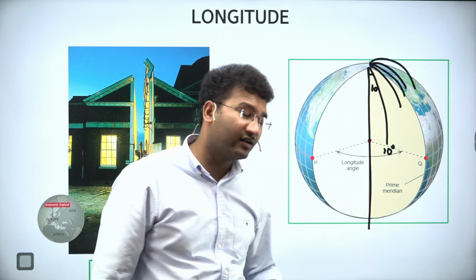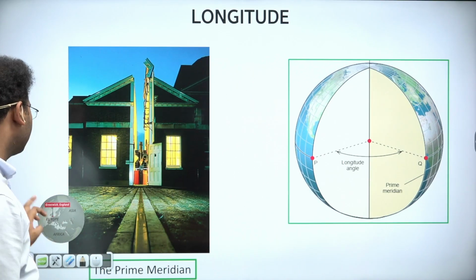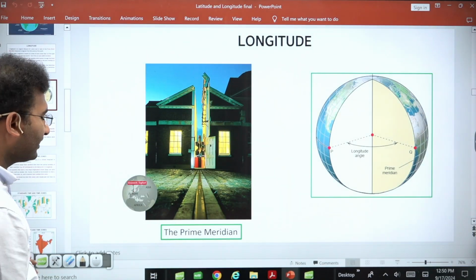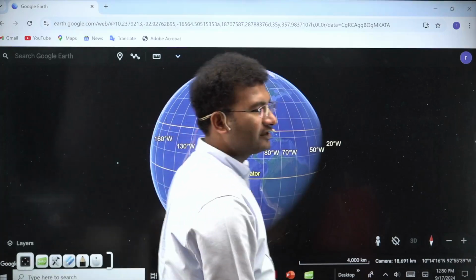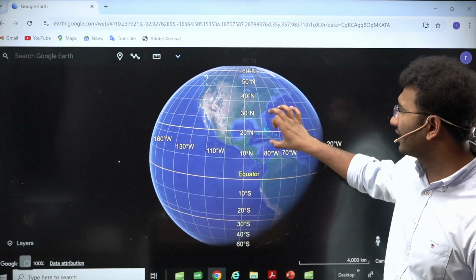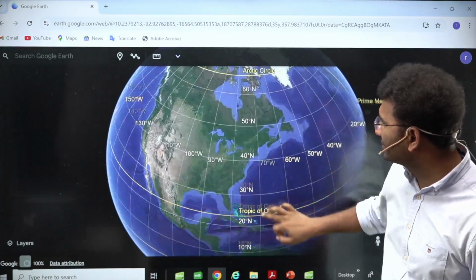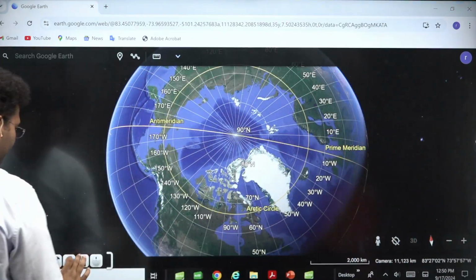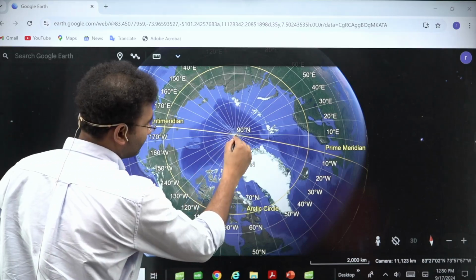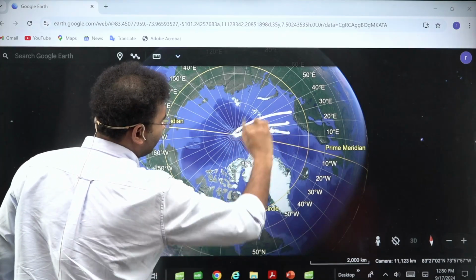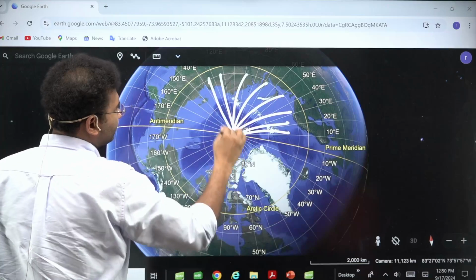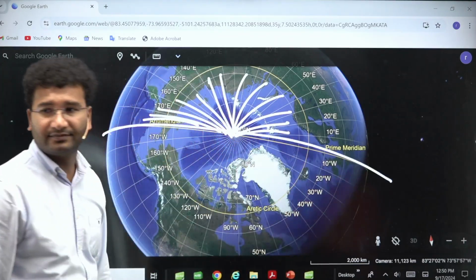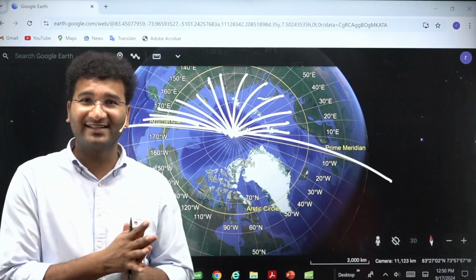But why are only 360 longitudes drawn? Why are the 360 longitudes drawn? Because there is a strong relationship between longitudes and time. Look here, look at this earth. If I am going towards the North Pole, can you see these small lines? All these are lines. Multiple lines are there. Now each of these is a longitude. Okay? So this is the prime meridian, right? I hope now you are able to understand.